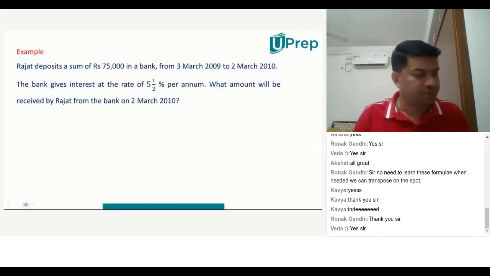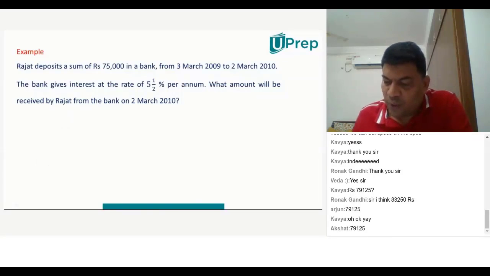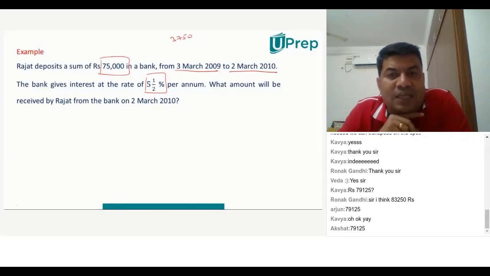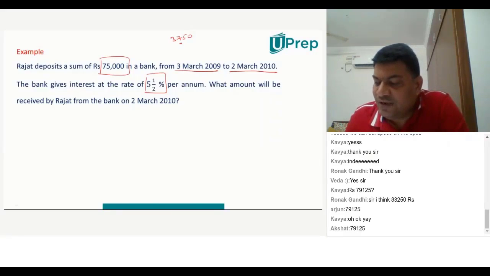Solve this problem, all of you. Okay. So first, let's do a quick mental math. So 3rd March 2009 to 2nd March 2010, that means 1 year. The bank gives an interest rate of 5.5%. So how do we calculate 5.5%? 10% is 7,500. Therefore, 5% is half of 7,500, which is 3,750, which is an easy math. If 5% is 3,750, half a percent, 0.5%, has to be 375 rupees. Correct? So just add that.